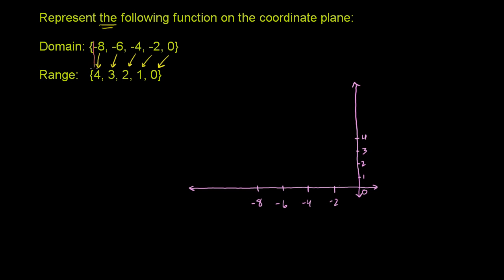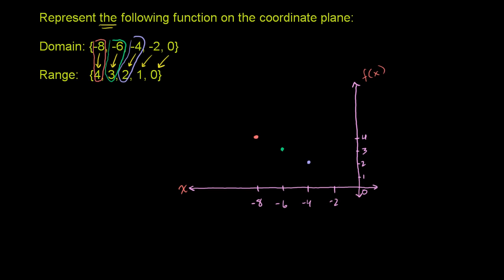So if we take this first pair right there, you give me a -8, this function is going to give me a 4. So (-8, 4) is that point right there. If you imagine that this is x, the x-axis, this would be the f of x axis, assuming that f is this function. You give me a -6, I'll give you a 3: (-6, 3). You give me a -4, this function will pop out a 2: (-4, 2).